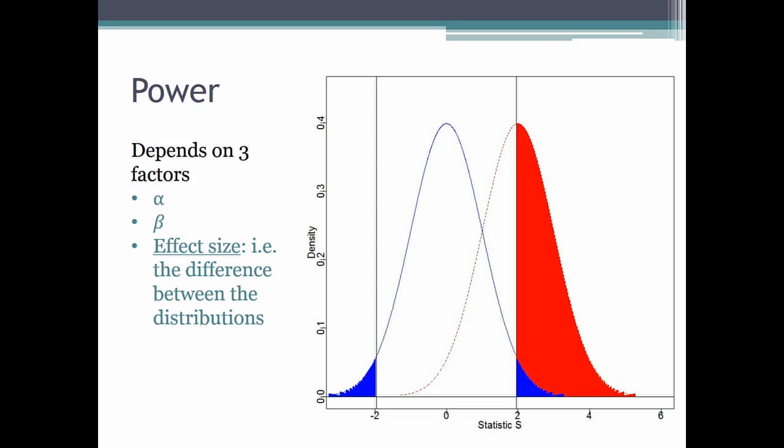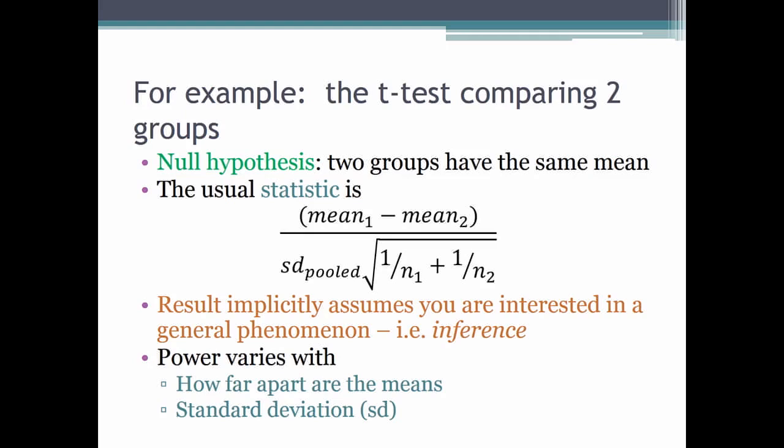If I take a really simple example, which is just the t-test, the standard t-test for comparing two groups, you compare the two means, you divide by a standard deviation. When is the power going to vary? If the means are further apart, that means the numerator is bigger.